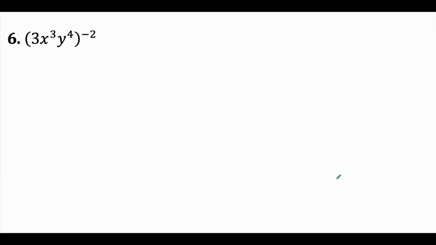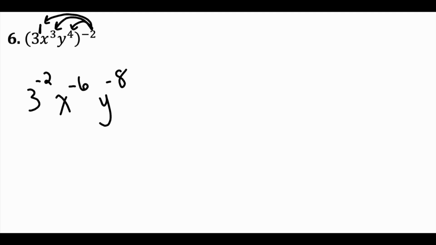All right, up next, again, I'm going to start this off by putting a 1 here with the 3, so I don't forget about that. And then this negative 2 will get distributed through to all of these exponents. So I start off with 3 to the negative 2, x to the negative 6. 3 times negative 2 is negative 6. And then y, 4 times negative 2 is negative 8.